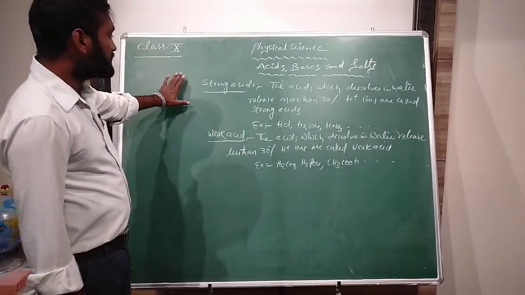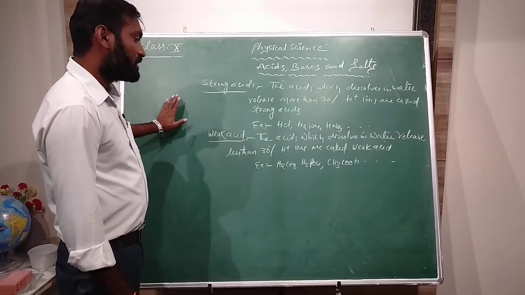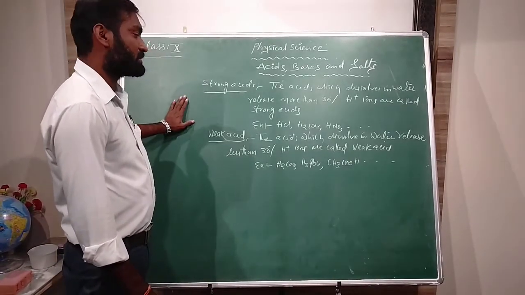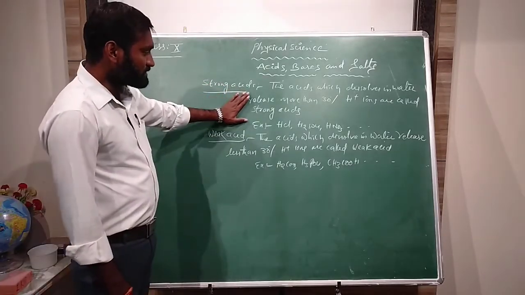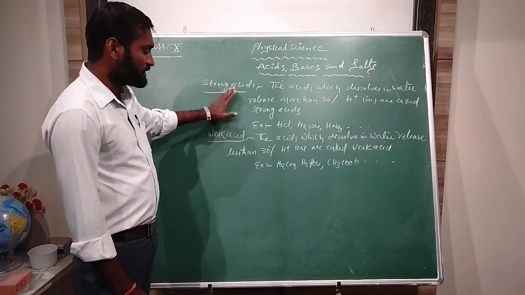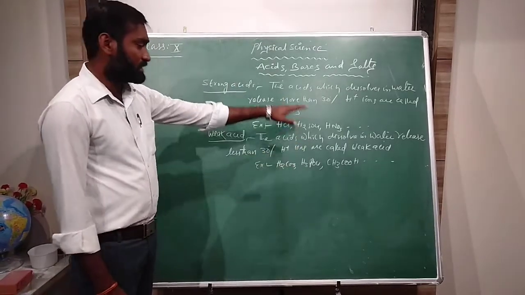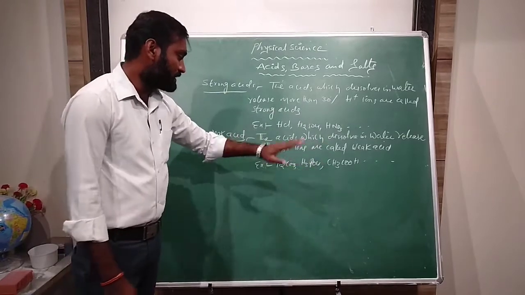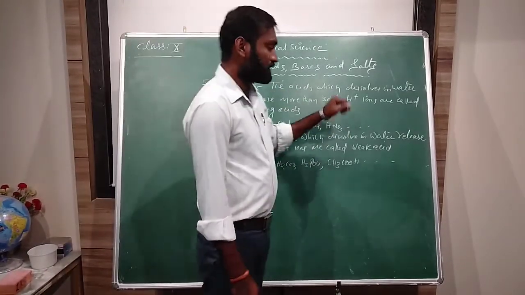Strong acid means it releases more than 30% of H+ ions. Weak acid means it releases less than 30% of H+ ions. Examples: HCl, H2SO4, HNO3 are strong acids, and H2CO3, H3PO4, CH3COOH are weak acids. That is hydrochloric acid, sulfuric acid, and nitric acid, and acetic acid, phosphoric acid, and carbonic acid.